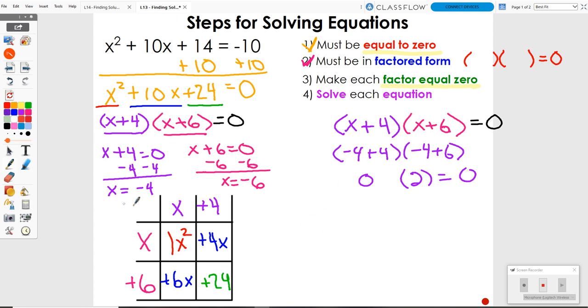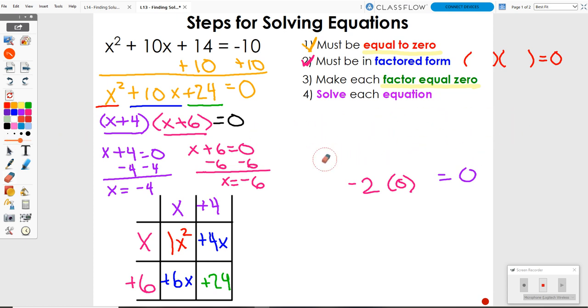Okay, so what we've done is we figured out what number makes this set of parentheses 0. Now, what we've also done, okay, is let's switch this up. Let's say that we got this other answer, this pink answer. We said x is negative 6. So now negative 6 plus 4 is negative 2, but negative 6 plus 6 is 0. So see, that's going to give me an answer of 0 also. So both of those, negative 4 and negative 6, are going to be our solutions.